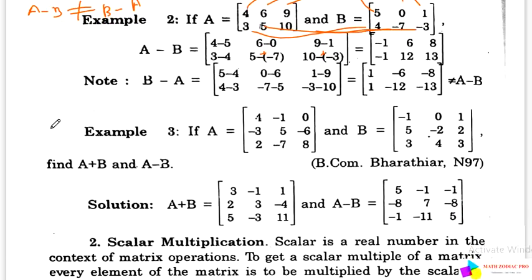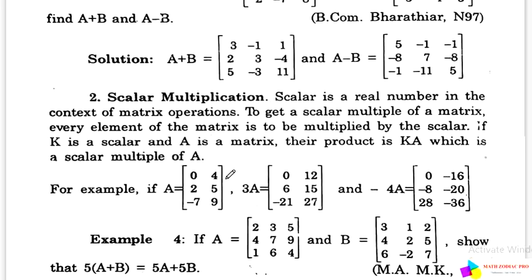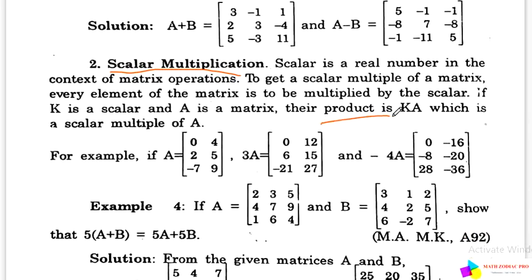Okay, here is the given example 3. You just do it, the same as example 2. And next one, scalar multiplication. Scalar multiplication means the product kA. You just note it as kA, that is a scalar matrix.